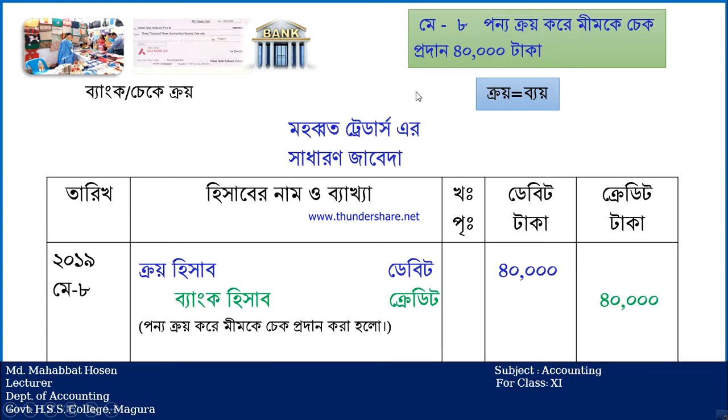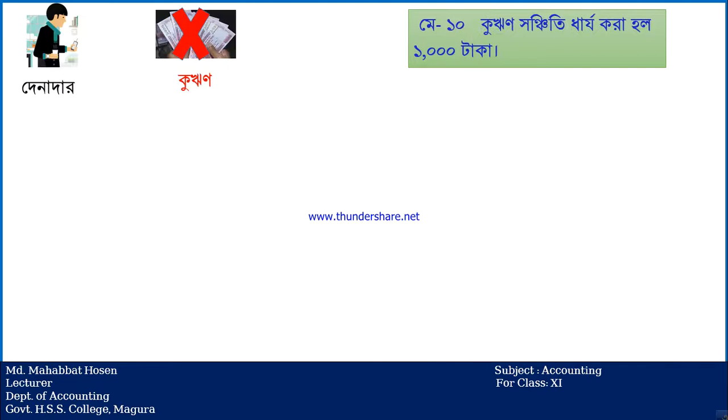So in this case, purchase means expenses. Expenses increased, so purchase will be debit, and assets means cash. Cash means cash we have to provide through bank, that means by check. This is why assets has decreased. This is why bank will be credit. Purchase debit, bank credit, as we have to provide check to Mr. Mim for purchasing product.